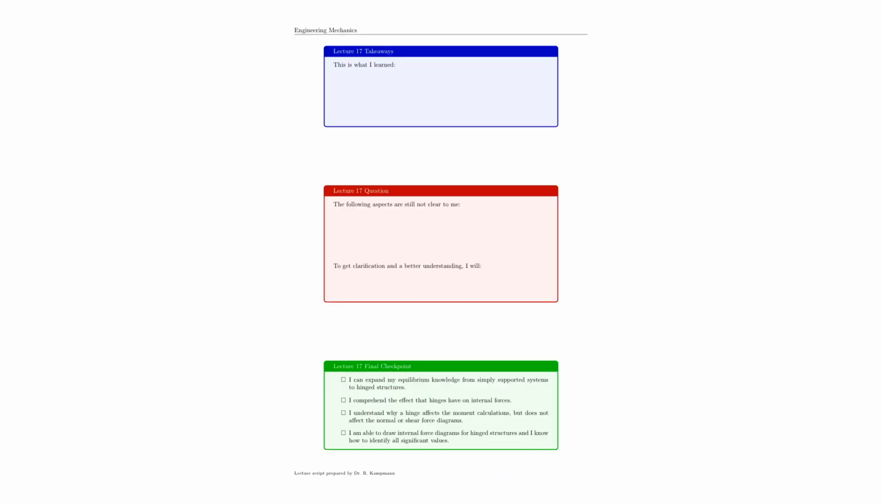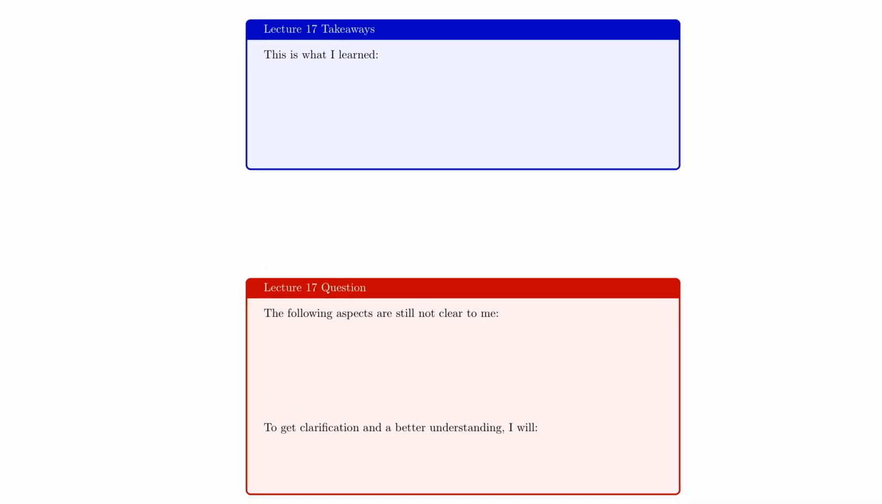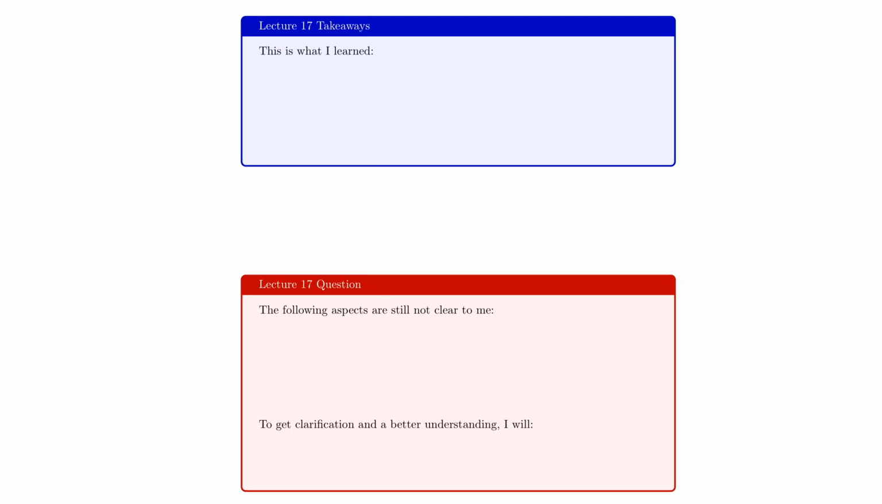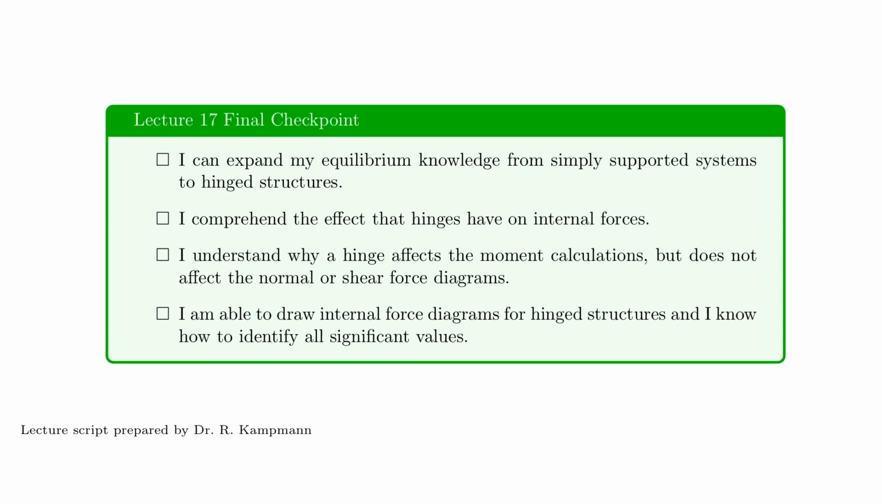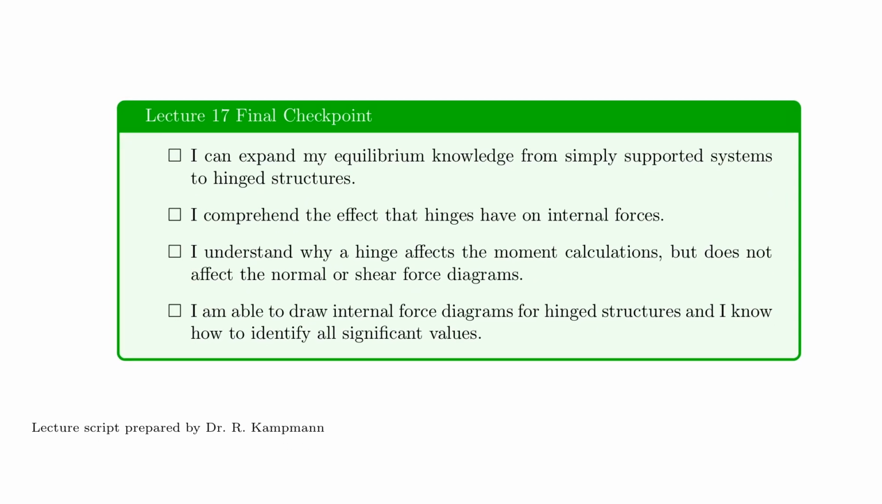All right, time to wrap up the lecture. Let's take a look at our takeaways, and please let's clarify what we still struggle with so that we can find methods to better understand. But let's go to our final checkpoints, which are really limited for this single topic lecture. Nevertheless, let's go through them and understand that we now can certainly expand our equilibrium knowledge for simply supported hinged structures, right? That was obviously the topic of this entire lecture, so we are good to go there.